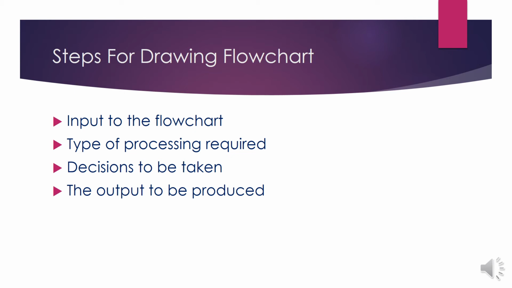In the third step, that is decision to be taken, the flowchart developer must decide which control structure, out of the three control structures: sequence, repetition, or selection, is to be applied for the solution of the problem. And in the last step, the flowchart must provide us the required output.